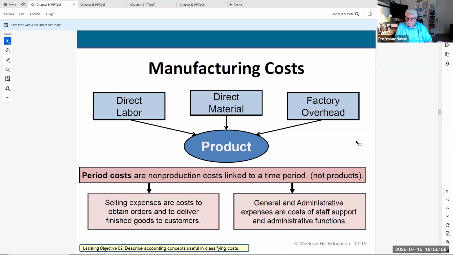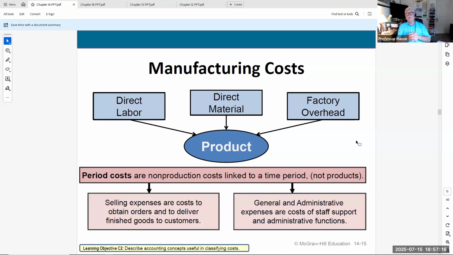Do you want to impress me on the final examination? If you give me the definition of product and period costs in that format, that's a good answer, and you might see that question on the final. So that's the two determinants of costs, product and period.